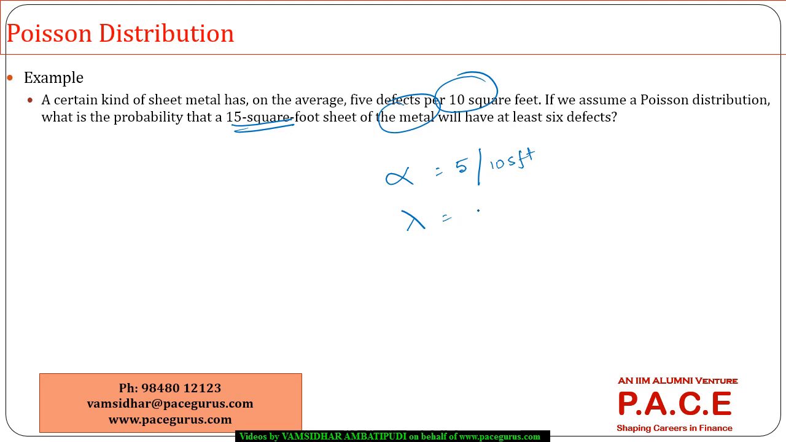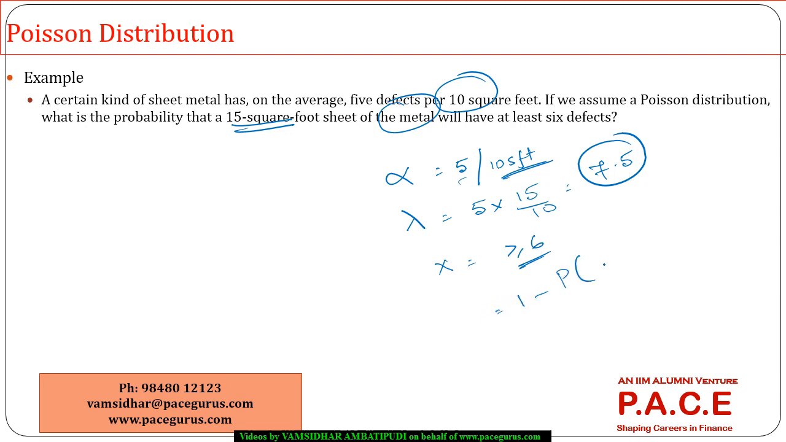So the lambda is 5 into, I'm talking about 15 square foot. Per 10 square foot it is 5. So for 15 it is 15 by 10 times 5, which works out to 7.5. My lambda is 7.5 and I want the probability of at least 6 defects, so greater than or equal to 6. Which is always 1 minus the probability of x less than 6. So I'll find it out as 1 minus the probability of x equal to 0 plus x equal to 1, plus and so on, up to probability of x equal to 5.